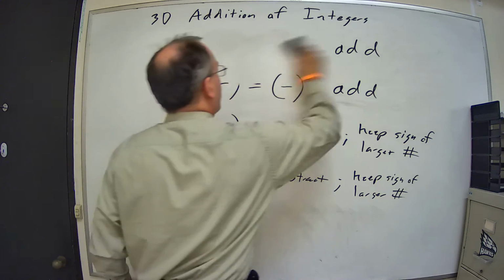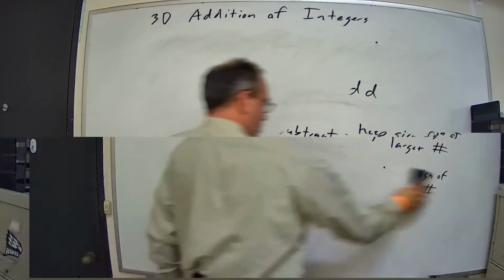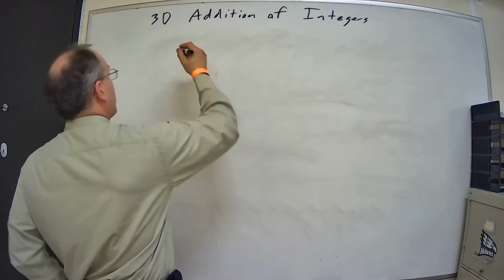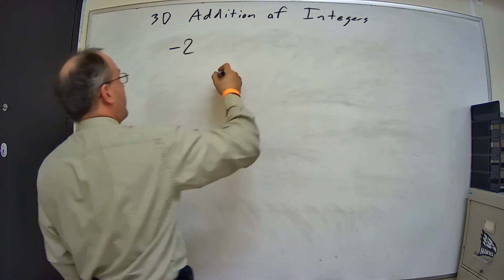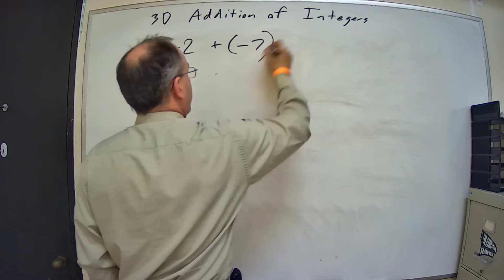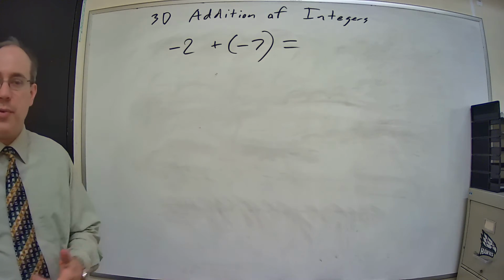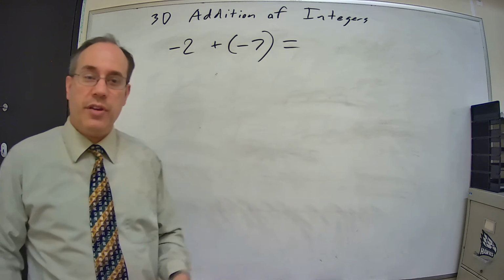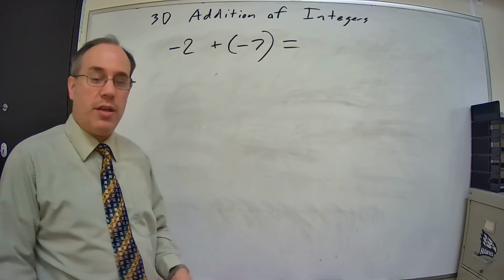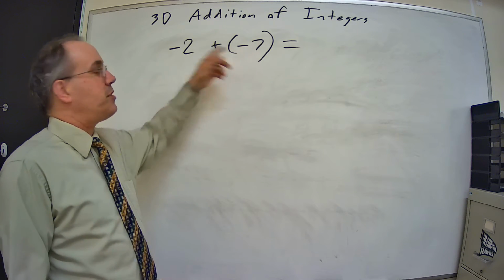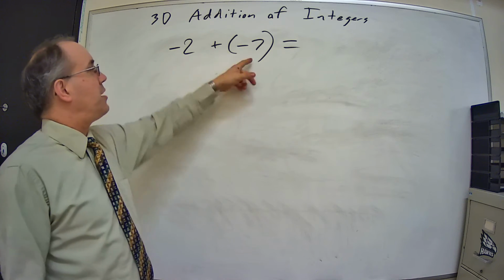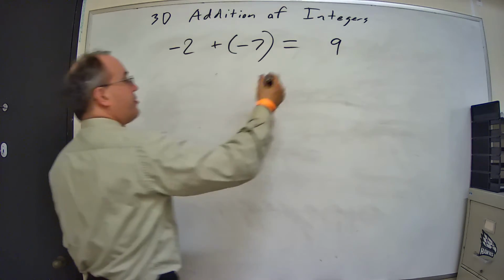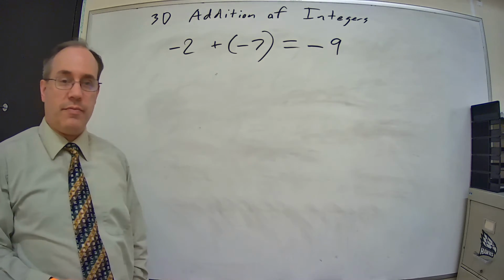So let's do some examples. -2 plus -7 is equal to. Well, the first thing we look at are the signs. We have negative and negative. Signs are the same, they're both negative, which if the signs are the same, then we are going to add the numbers and keep the sign. 2 plus 7 is 9. The signs were both negative, so -9.